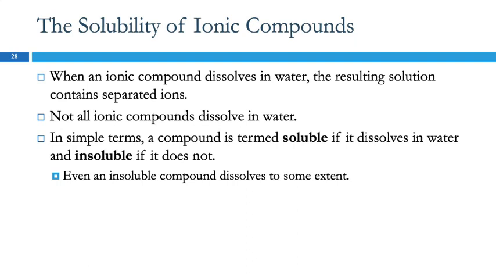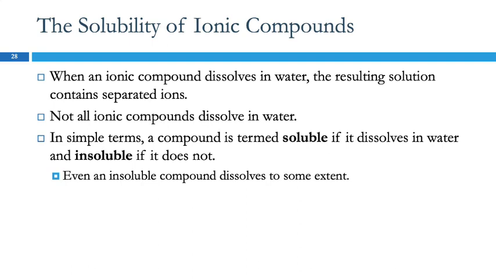When an ionic compound dissolves, it forms ions. But not all ionic compounds will dissolve in water, which is good, because much of the Earth's crust is made up of ionic compounds, and if they all dissolved in water, it would just be a big bunch of soup. So we talk about compounds being soluble or insoluble. Soluble means it dissolves in water. Insoluble means it does not.